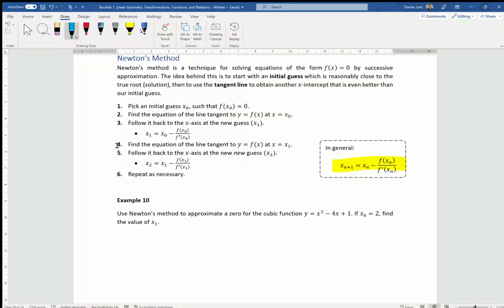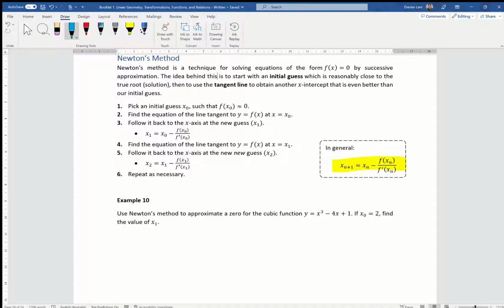But the idea is, for example, if this is the answer, we might start here, and then go here, and then here, and then here, and the answer is going to get closer and closer towards the answer that we should actually get, okay? We find the equation of the line tangent to y equals f of x at your original guess. And then we follow it back to the x-axis at the new guess, x1.